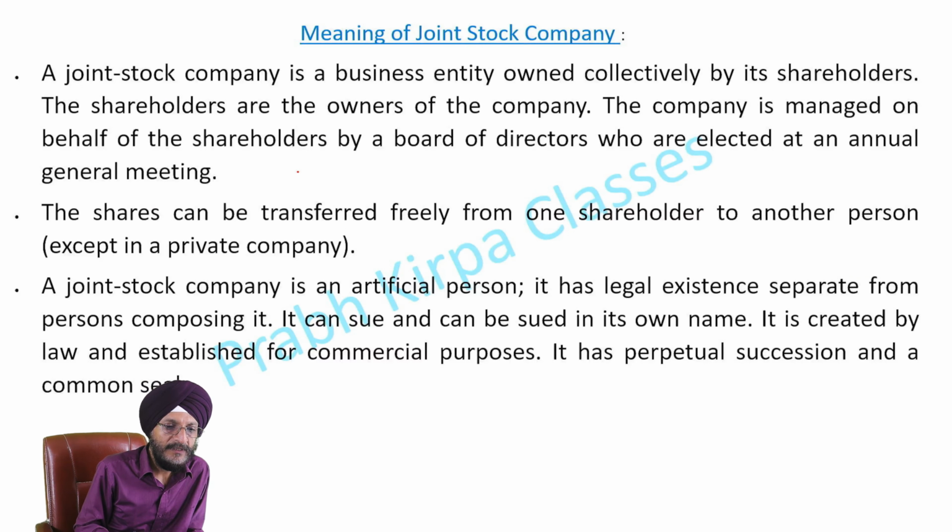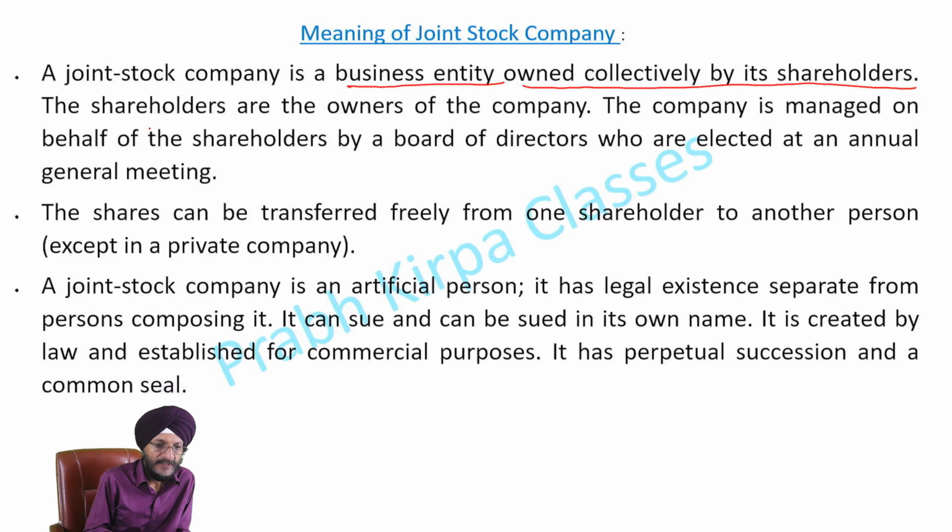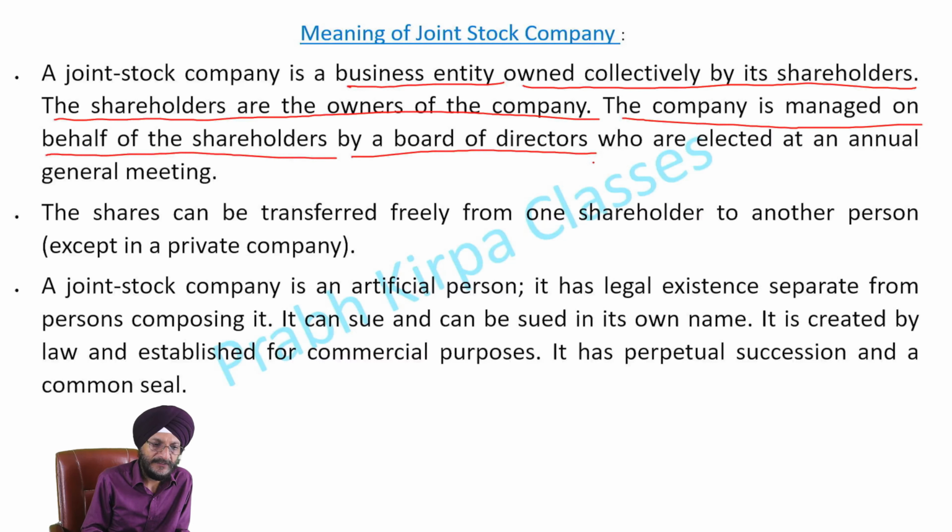Now we will understand the meaning of joint stock company. A joint stock company is a business entity which is owned collectively by its shareholders. The shareholders are the owners of the company. The company is managed on behalf of the shareholders and it is managed by the board of directors who are elected by the shareholders in the annual general meeting.